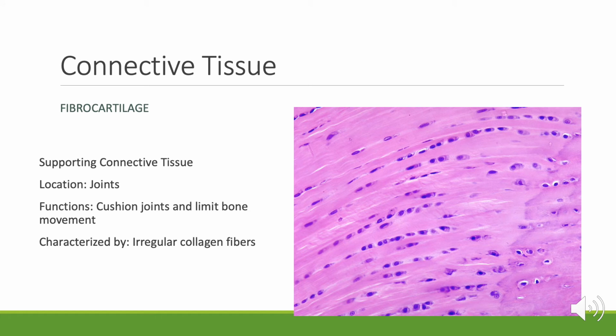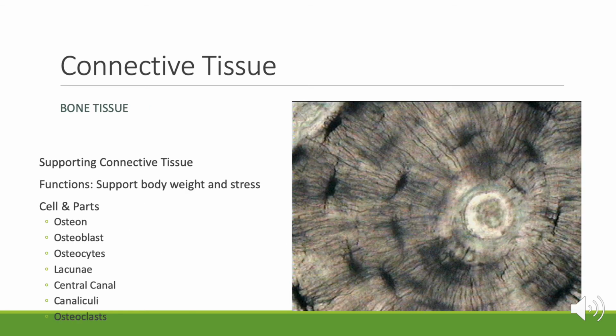Fibrocartilage is very strong and durable and is characterized by the presence of irregular collagen fibers in the matrix. This is found in joints and functions to limit bone movement. Bone tissue is the final connective tissue we will cover, and you guys should already know this in depth, so I'm not going to go over all the different cell parts.